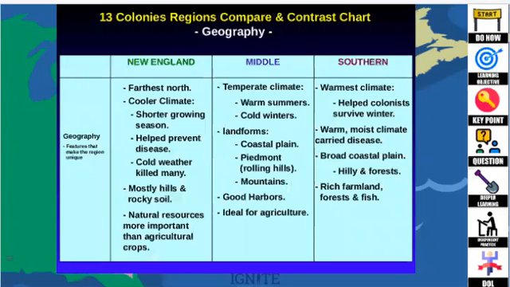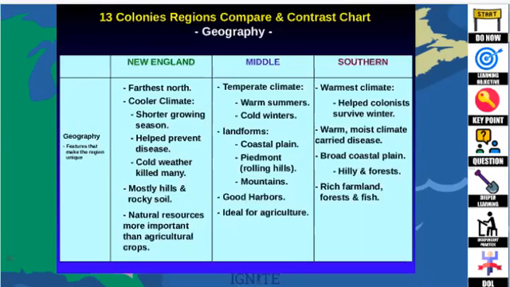Lastly, take a look at this chart showing us the geography between the three regions of the 13 colonies. To recap, the New England colony is the furthest north. They have a cool climate with cold winters, rocky soil, and a very short growing season. This makes their natural resources more important than agricultural crops. In other words, New England did not grow many cash crops because their geography made growing any type of plant nearly impossible.